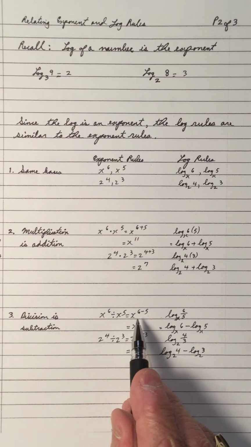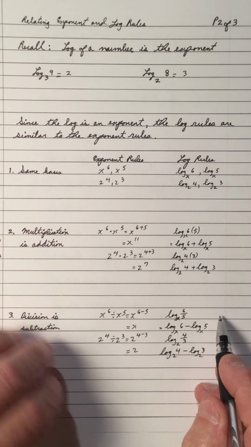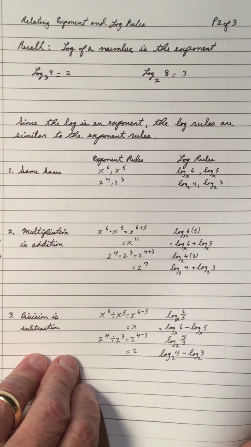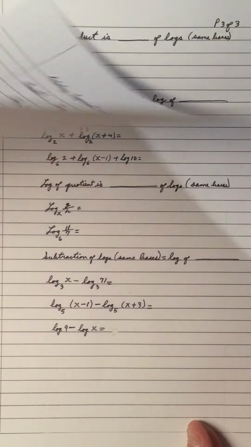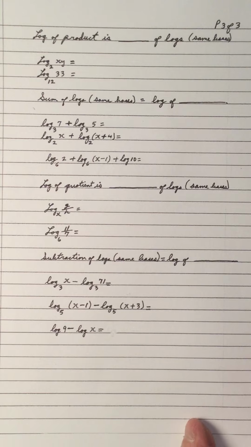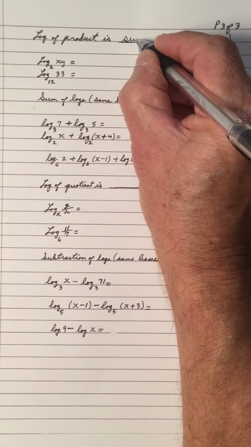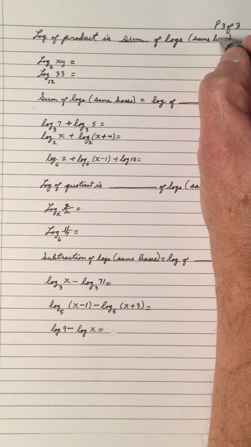Again, when we're dividing, we subtract. And because we have a division, we're subtracting logs. Just keep that in mind, and hopefully everything is okay. So let's put it in as a summary. The log of the product is the sum of the logs with the same basis.